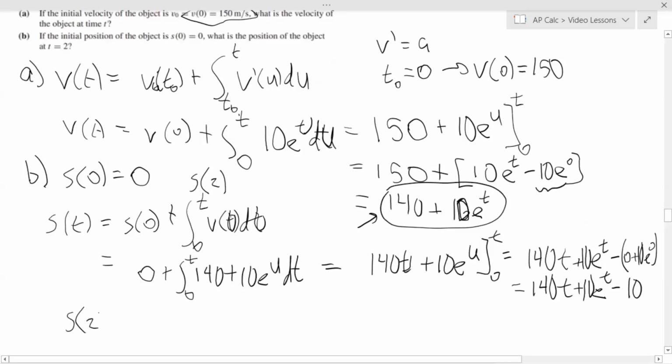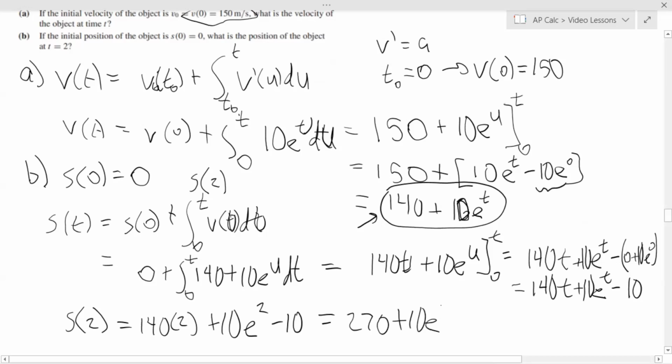So s of 2 is going to be 140 times 2 plus 10 e to the 2 minus 10, which, 140 times 2 is 280. We can subtract the 10 and we get 270 plus 10 e squared. Again, this is an exact answer.